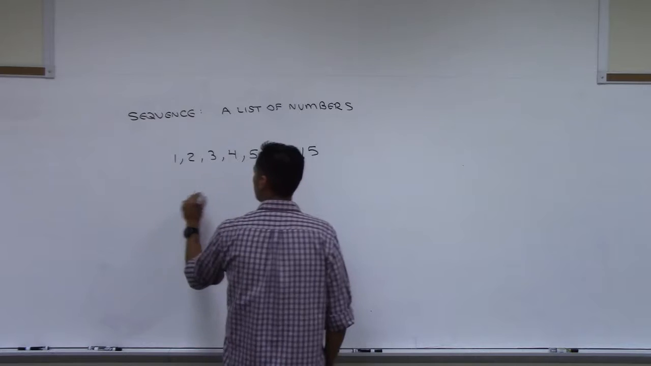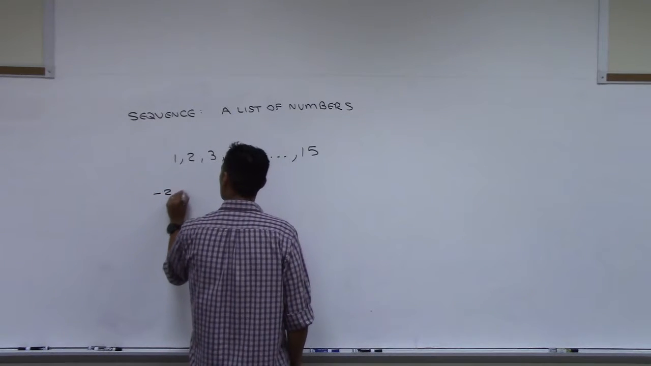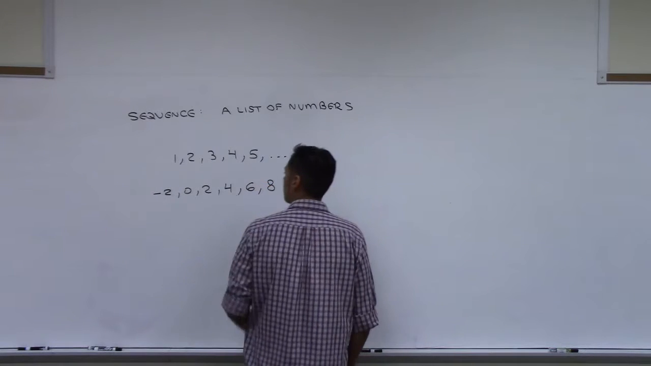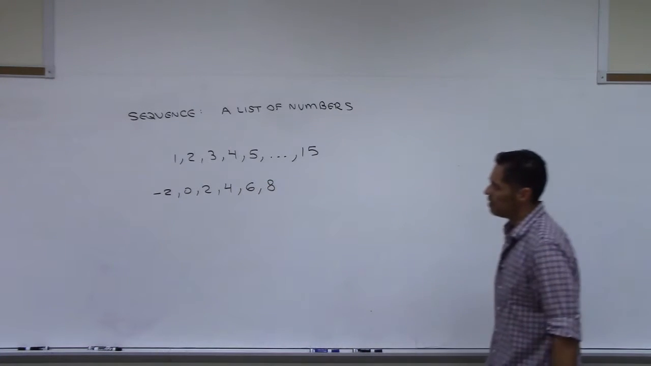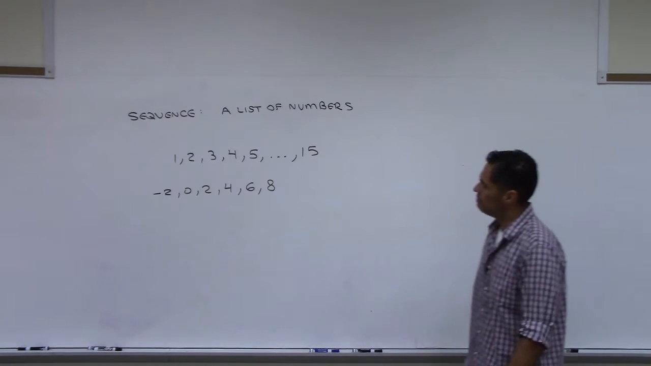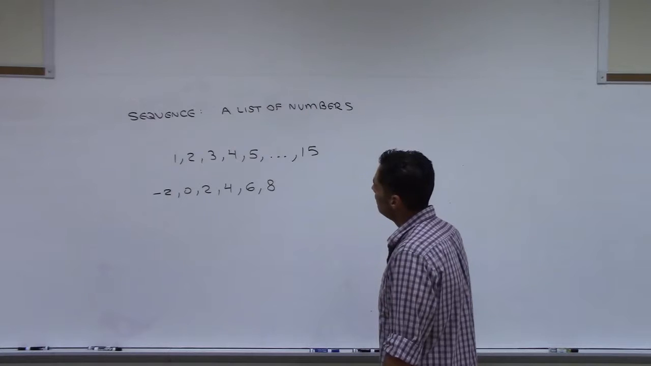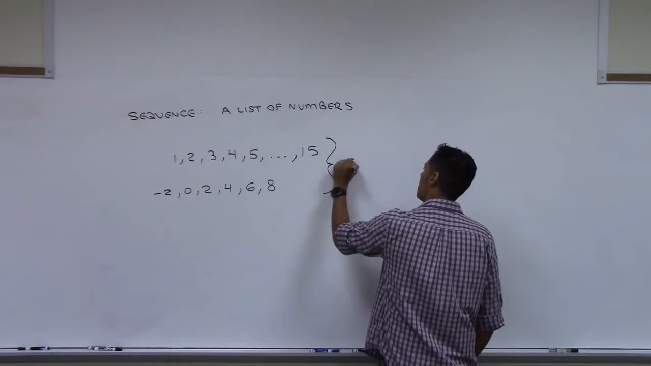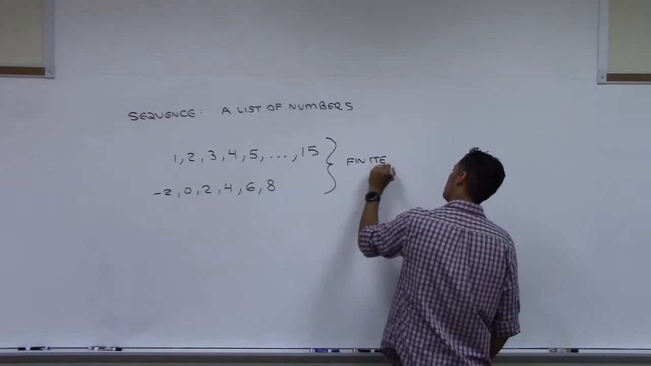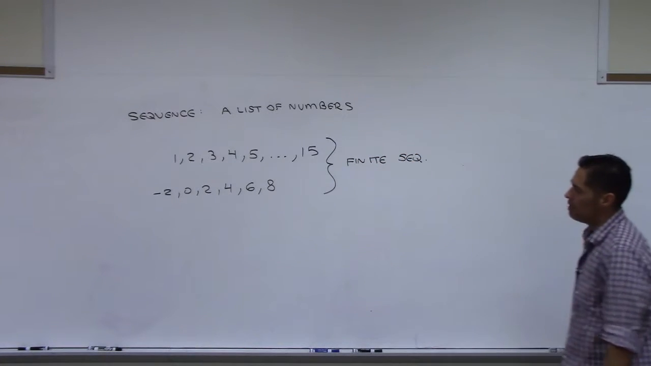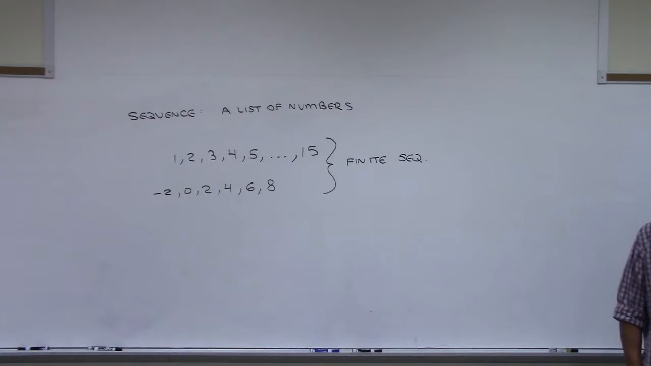Another sequence, -2, 0, 2, 4, 6, 8. Those are a sequence of numbers, right? Those are evens, aren't they? Those are a bunch of even numbers. Okay. Both of these lists of numbers are called finite sequences. I'll just write SEQ for sequence, all right? They're both finite, meaning that they started somewhere and stopped somewhere, right?